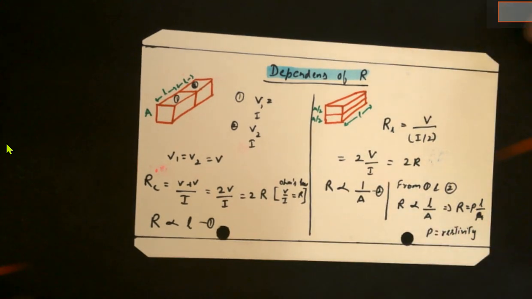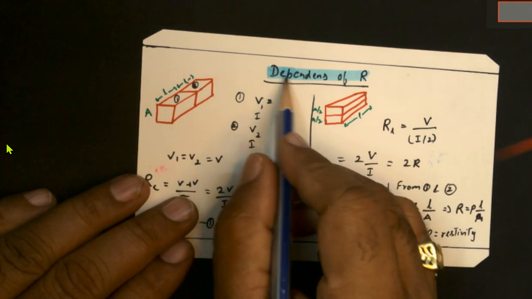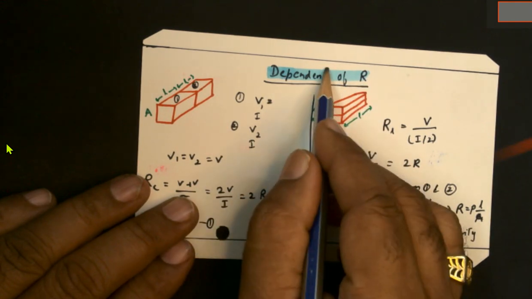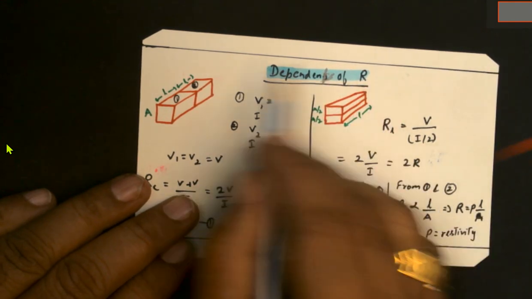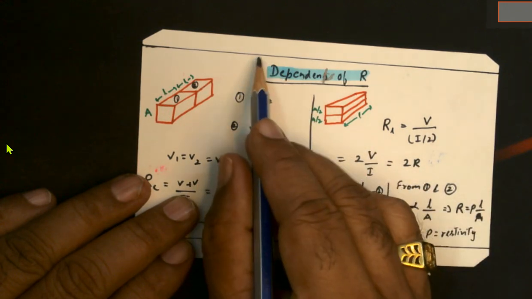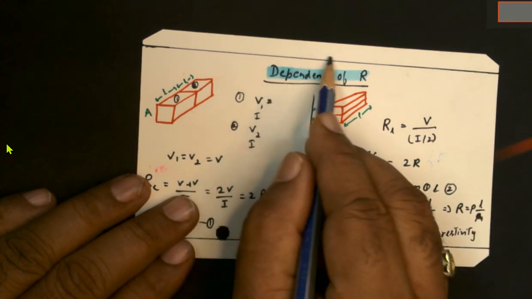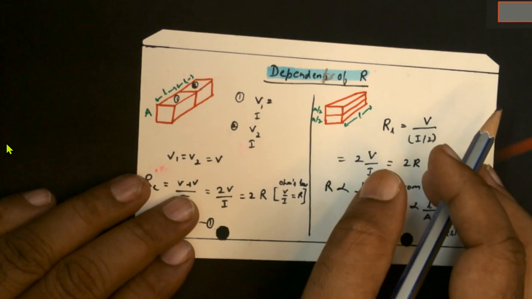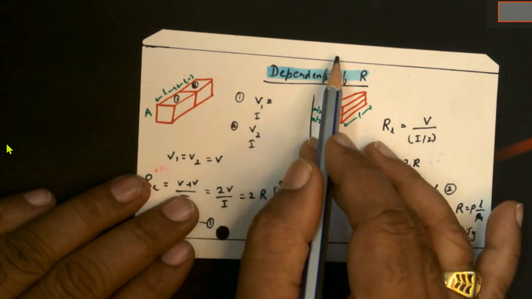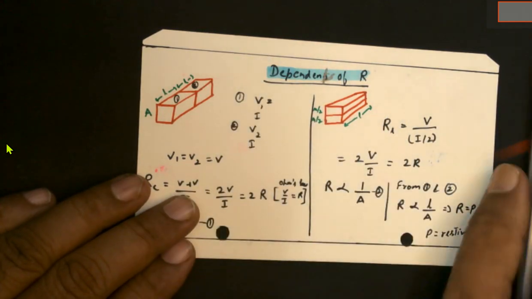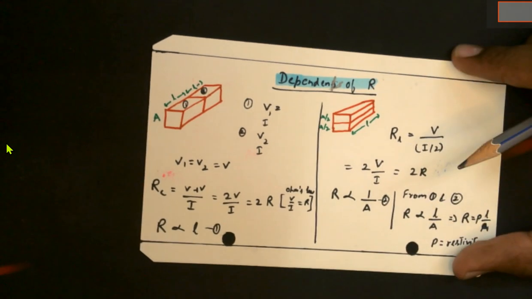You can mention the title as, instead of saying dependence of R, you can say influencing factors of resistance, or factors influencing resistance. So likewise you can put. So these are the factors influencing.